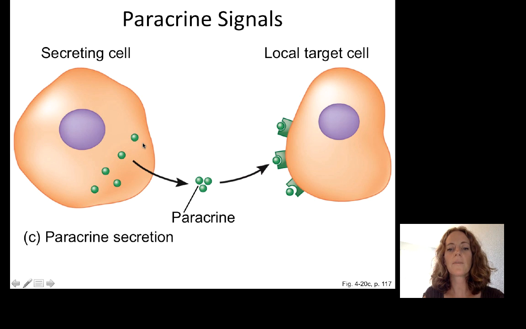Here's a larger picture of the paracrine signal. The chemical being released from the secreting cell, or the signaling cell, goes through the extracellular fluid, diffuses, and then here's the protein receptor that's on the local target cell, very nearby. That chemical is recognized by the receptor, and depending on the type of receptor, it will make changes within that local target cell.